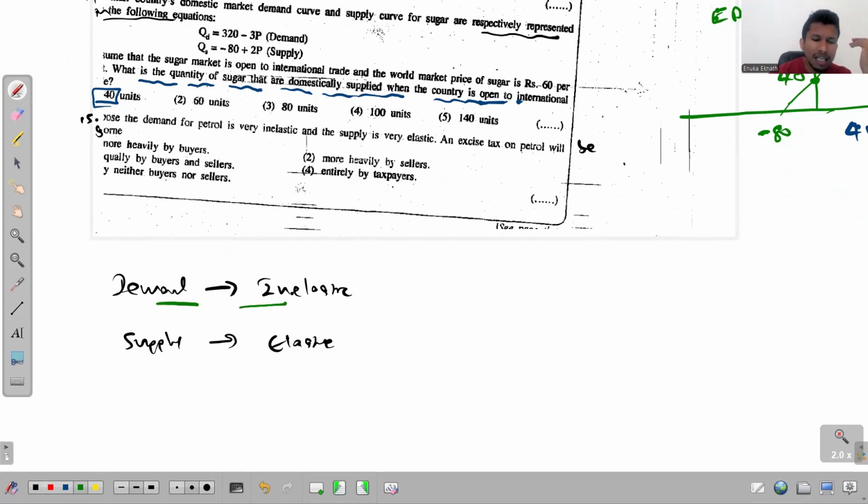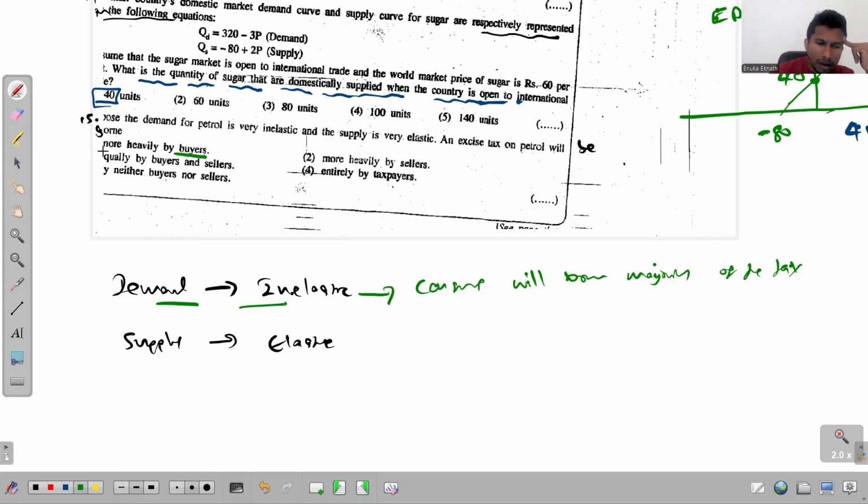If demand is inelastic, definitely the consumers will bear the majority of the tax. Consumers will bear the majority of the tax.